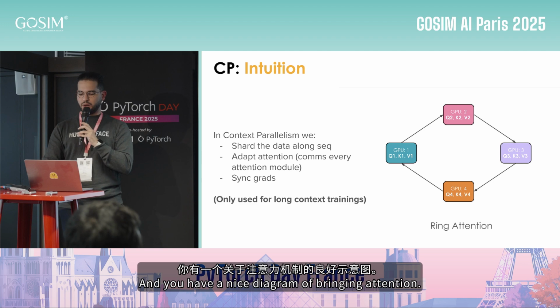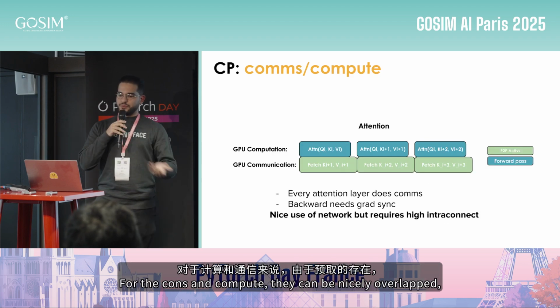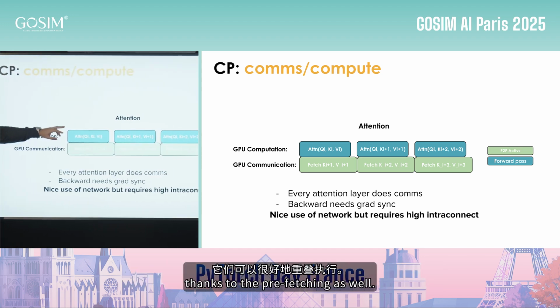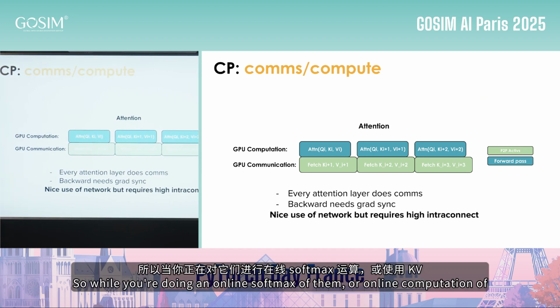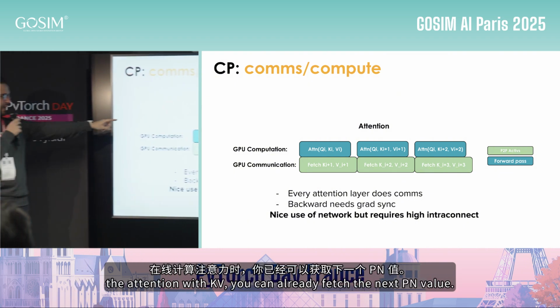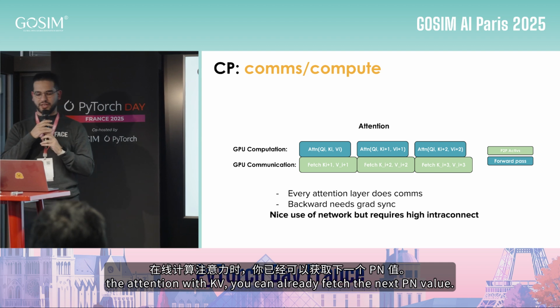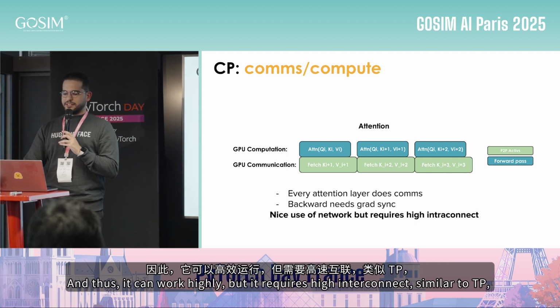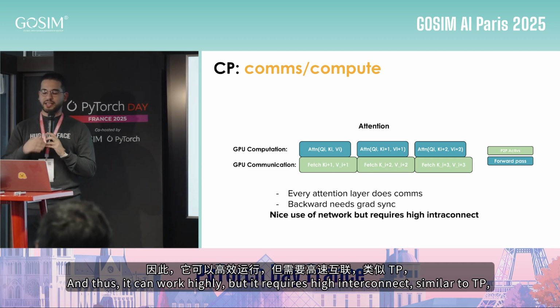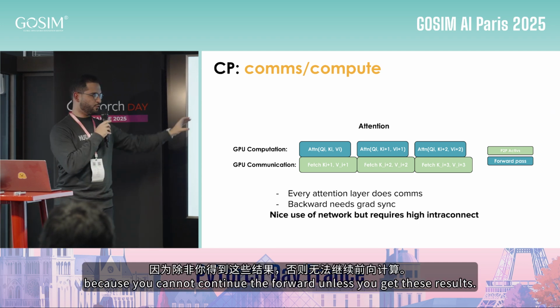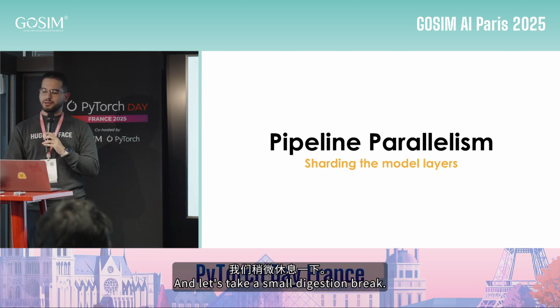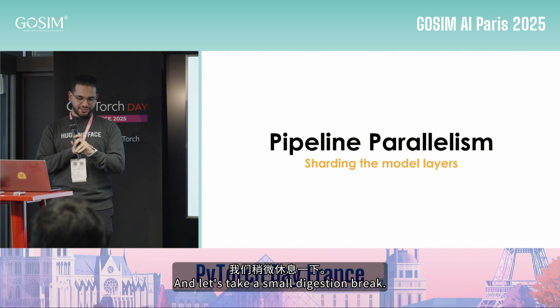And you have a nice diagram of ring attention. The communication and compute can be nicely overlapped thanks to prefetching as well. While you're doing an online softmax, or online computation of the attention with K and V, you can already fetch the next key and value. And thus it can work nicely, but it requires high interconnect, similar to TP, because you cannot continue the forward unless you get these results.